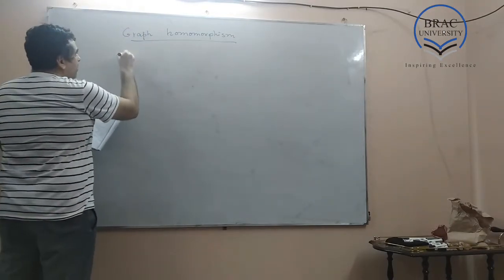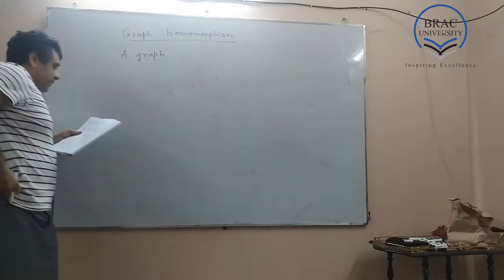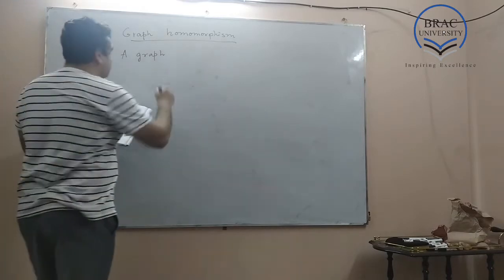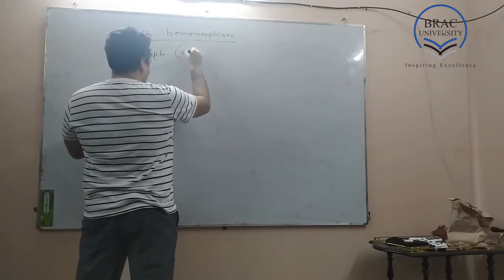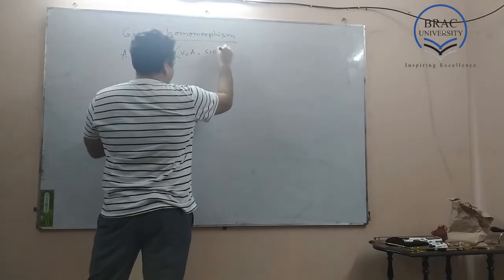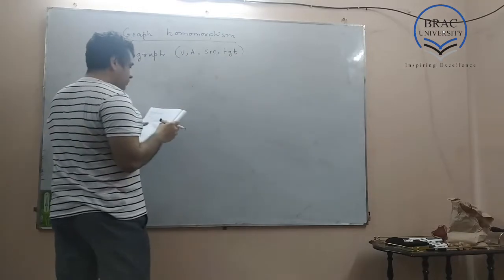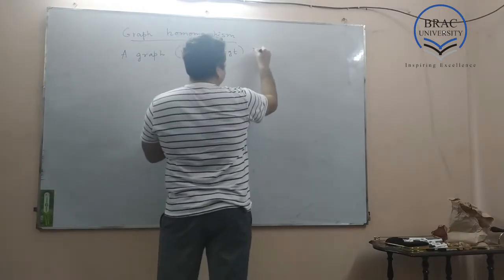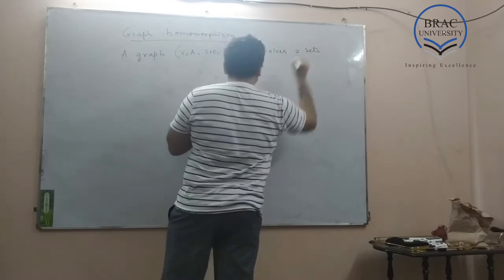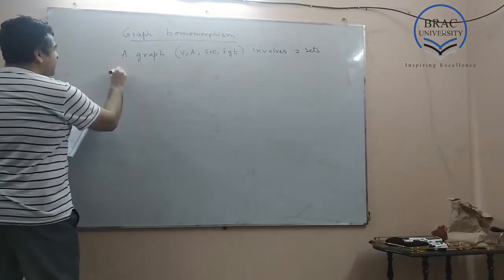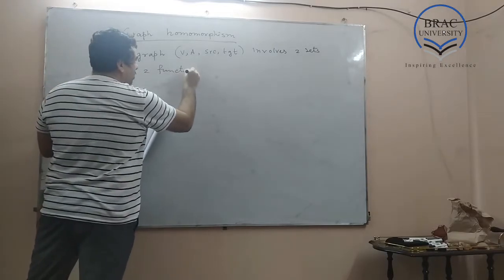Okay? So, a graph, as we have told already, is a quadruple consisting of the following data: V, A, SRC, TGT. These are two maps and these are two sets. It involves two sets and two functions.